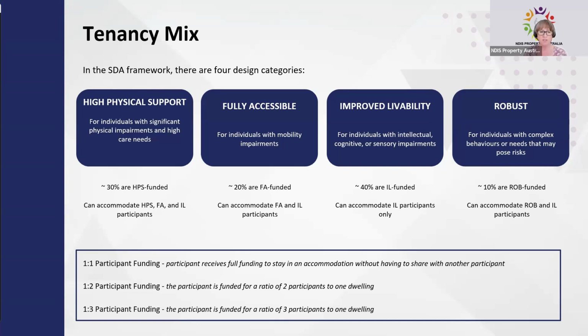Now, the other thing that's really important to understand is the funding a participant receives. And in that bottom box, 1-to-1 funding, 1-to-2 funding, 1-to-3 funding, simply means 1-to-1 that the participant is funded to live on their own. 1-to-2, they're funded to live with one other in a 2-resident dwelling. 1-to-3, they're funded to live with 2 others in a 3-resident dwelling. So having those basics, an understanding of that, will lead us into our more complex overview of all the different income scenarios and tenancy mixes.